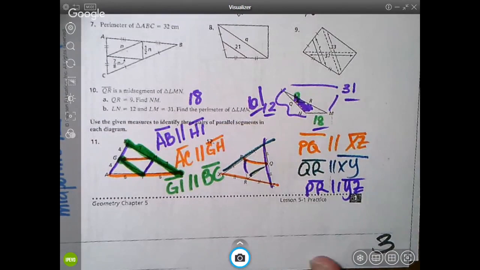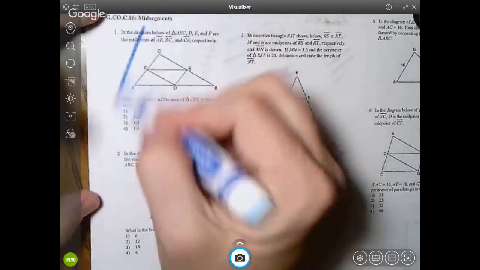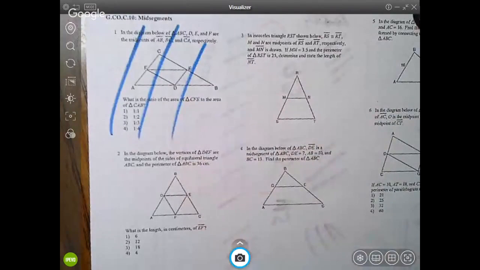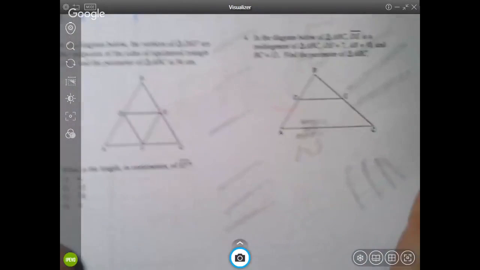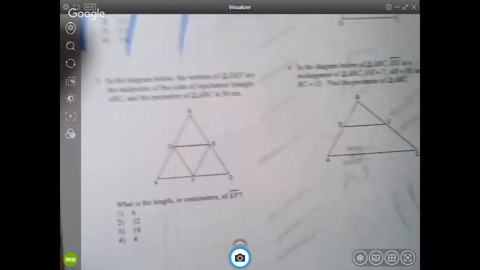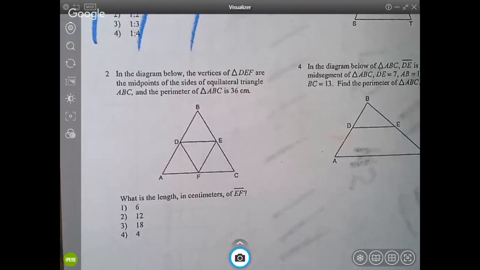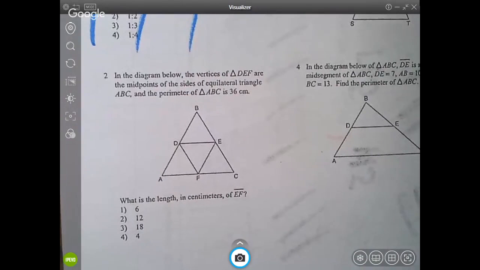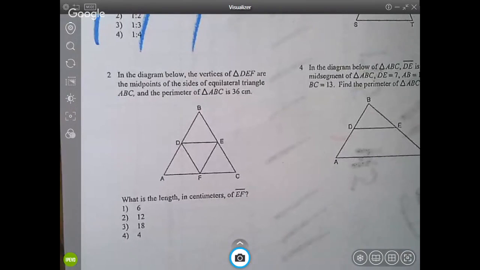All right, let's flip the page. You do not have to do number 1. It won't be like anything on your easy test or your hard test. So let's cross out number 1.